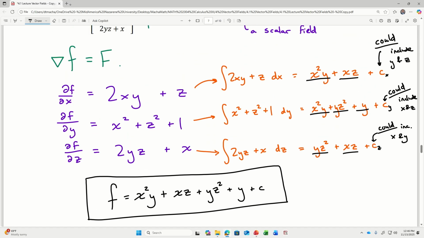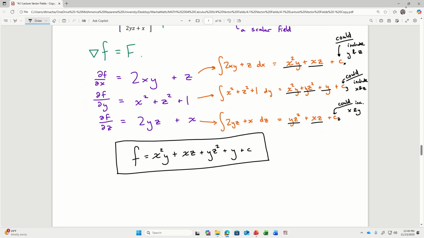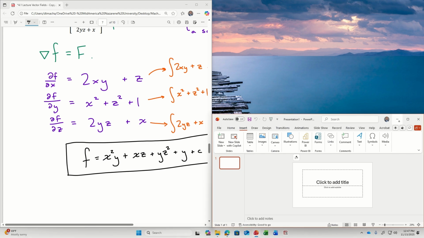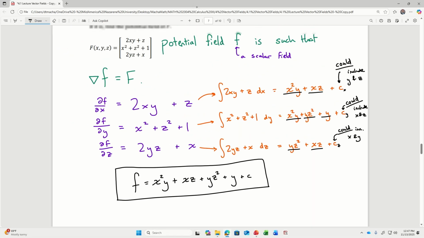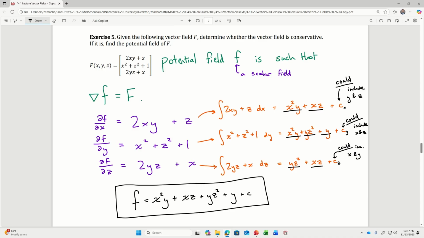You don't have to do this, but if you want to check your work, what you could do is take the partial derivative of f with respect to x and hope you get back the first entry, and then take the partial derivative of f with respect to y and hope you get back the second entry, and then take the partial derivative of f with respect to z and you hope you get back the third entry in your vector field. But do you see the relationship between the lowercase f potential field and the capital F vector field? Got it? Okay.